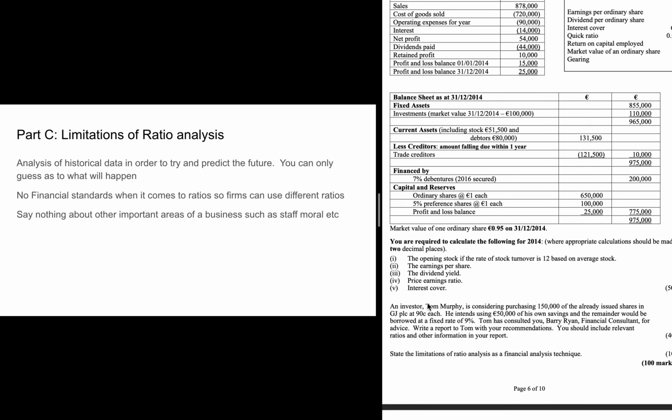It doesn't say anything about other aspects of the business. It just looks at the finances. It doesn't say, is the managing director going to retire next year? How is staff morale? Has there been a flood? It doesn't say anything about anything other than financial positions. They don't take into account things like seasonality that can affect profitability. So you could be really unprofitable, but it could be because there's been a drought. So it doesn't really say any of those things. So that's our financial analysis, or that's our part C done.